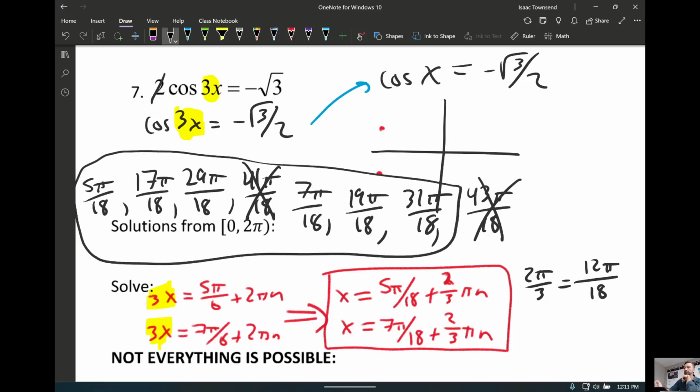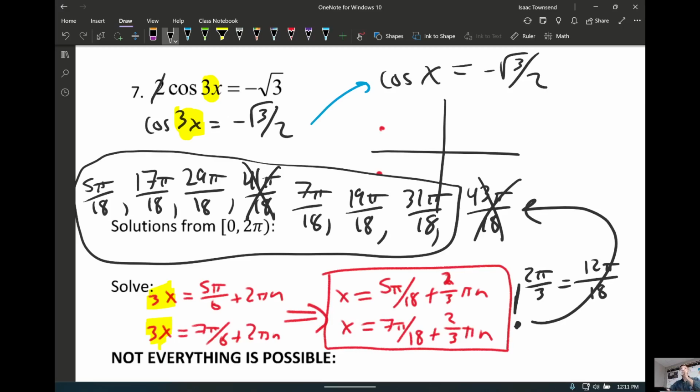Because of that 3, there are 6 angles between 0 and 2 pi that make that equation true. There are 6 angles that you could multiply by 3, take the cosine of them, multiply that by 2, and get negative square root of 3. Not something you're going to do in your head. You need to understand what these two things are saying and use them to generate that list if needed. Of course, if you're lucky, it'll just ask for this and you can quit.